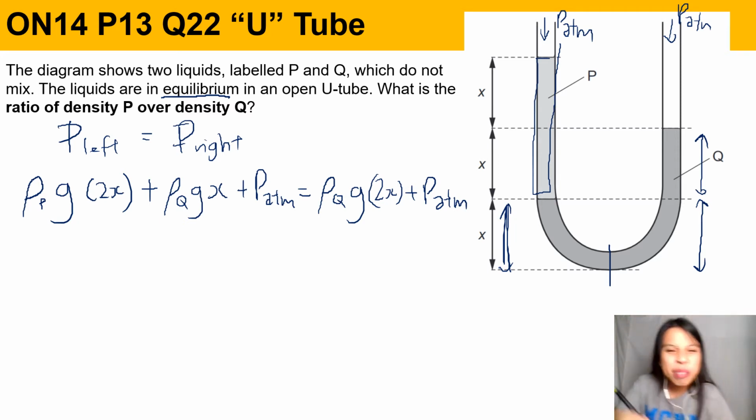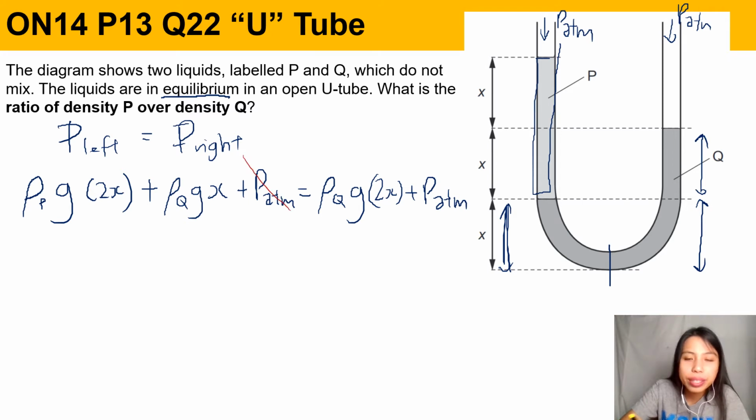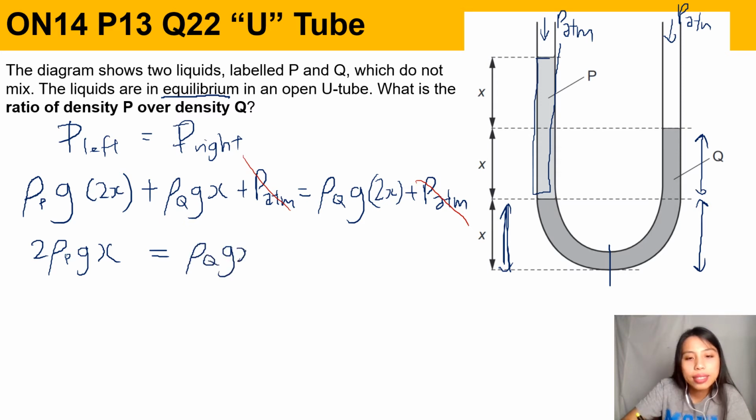So if you rearrange this a bit, atmospheric pressure minus atmospheric pressure, these two are out already. And actually, this one, P, we can rewrite it as 2 rho P g x. Rho Q, you can move to the other side. So we'll move to the other side, minus 1, it'll just be rho Q g x. Where did the 2 go? Because here there is 2, here there is 1. So I move to the other side, only 1 is left now, 2 minus 1 is 1.